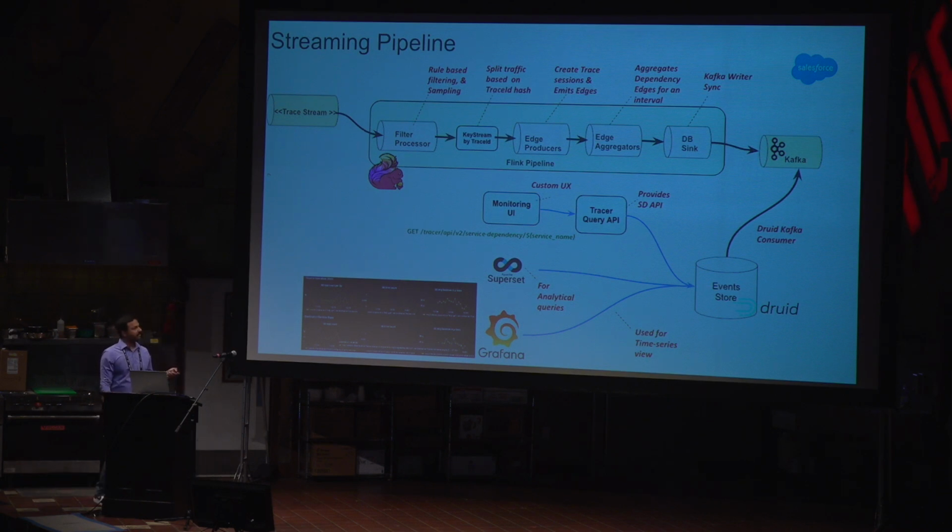Once these edges are available on the event store, you can consume the data in different ways. You can use Superset to slice and dice the data as you want. You can also depict the entire edges as a time series via Grafana. And we also have a custom API that we have exposed, which will show you the entire service dependency graph.